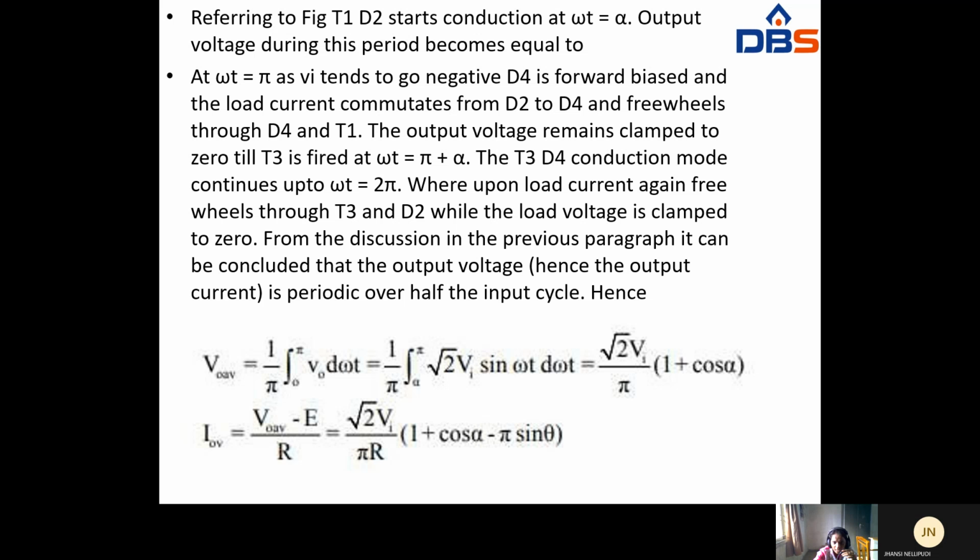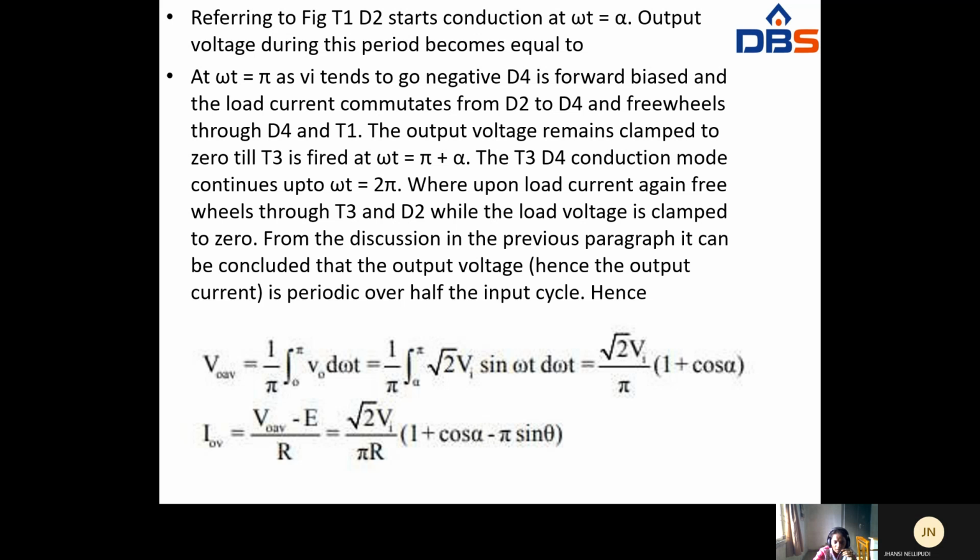Hence the output voltage is periodic over half of the input cycle. So V average equals 1 by pi integral from alpha to pi of root 2 Vi sin omega t d omega t. That means V naught equals root 2 Vi by pi times (1 plus cos alpha).